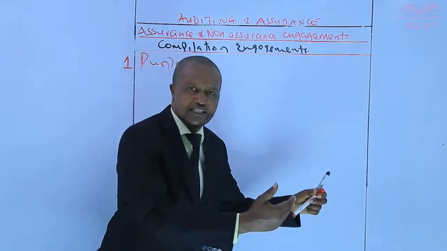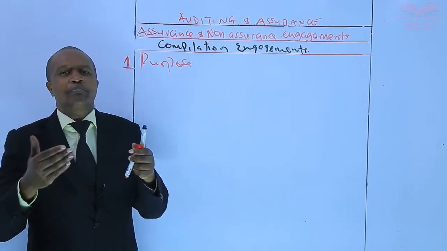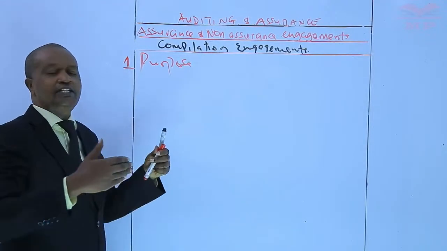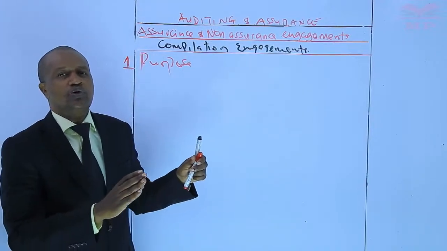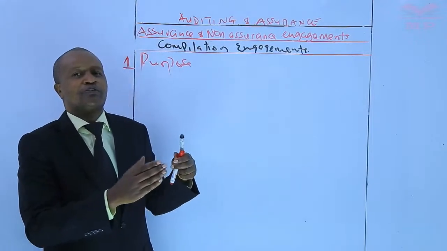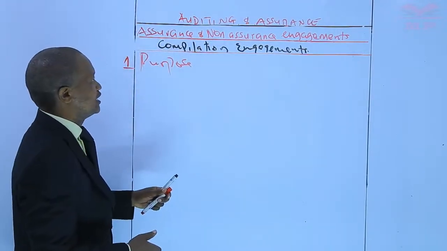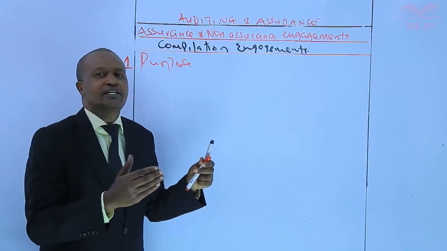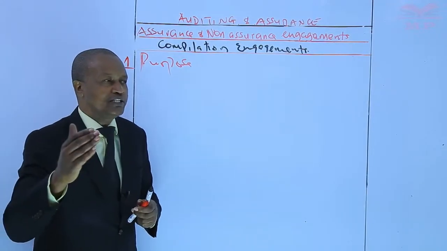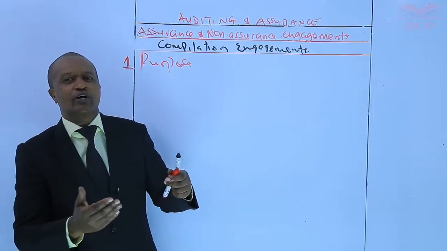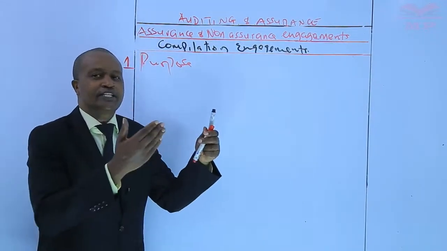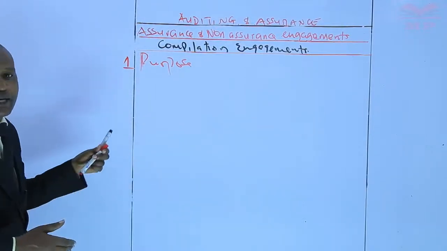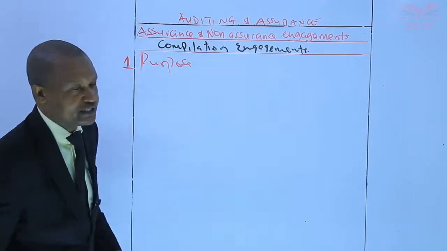The client company engages an accountant to help in compilation of the financial statements. So where an accountant is hired to help a client present financial information in the form of financial statements, we say such an arrangement is known as a compilation engagement. And the accountant's role is primarily administrative, involving the organization, the classification, and the presentation of the client's financial data. That's the purpose of a compilation engagement.